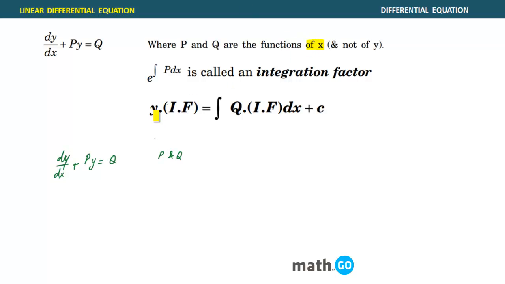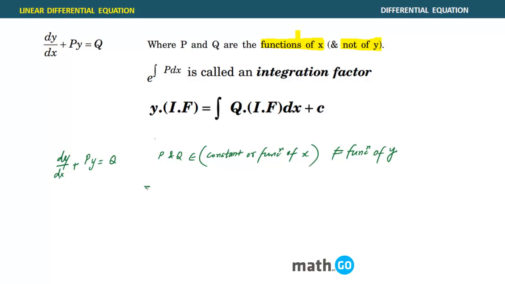They are functions of x and not functions of y. So rather than saying functions of x, we should remember that they are not functions of y. So p and q here must be either constants, they could both be constant, that is not a problem, or they could be functions of x. You remember that they should not be functions of y. That is the major criterion that we have.